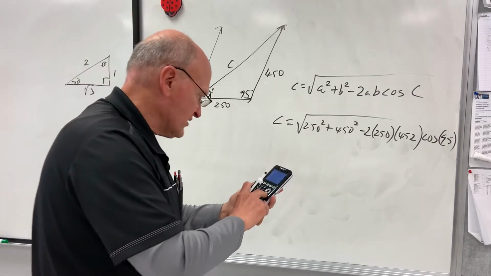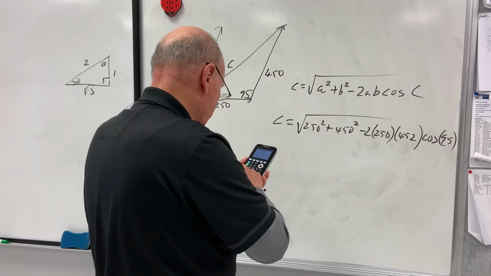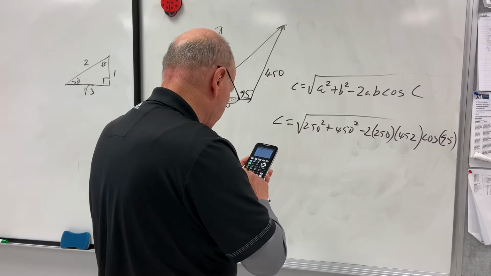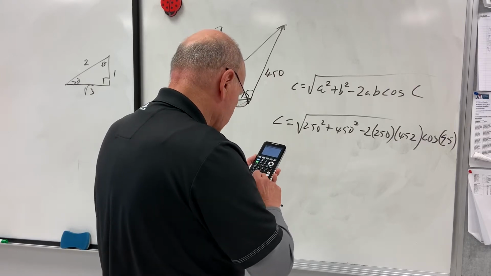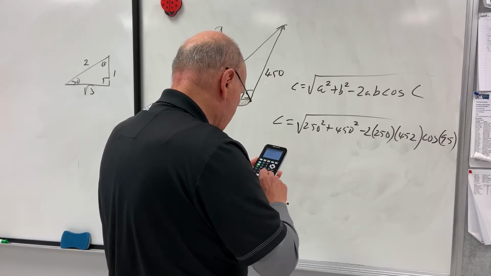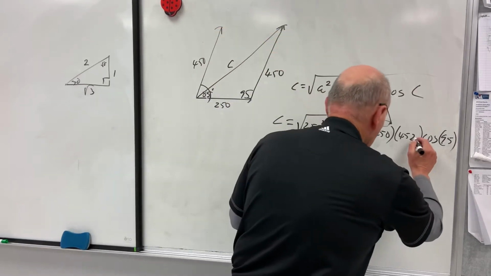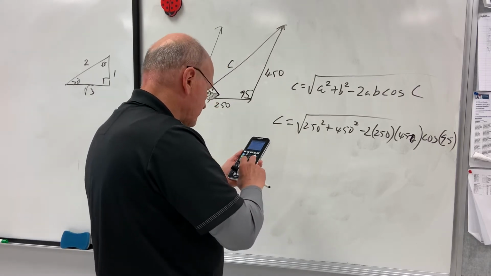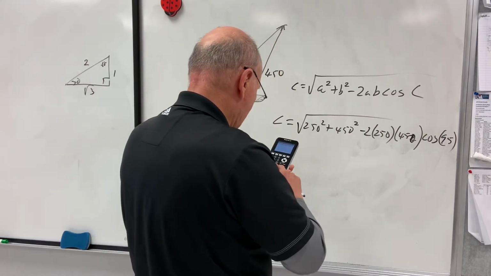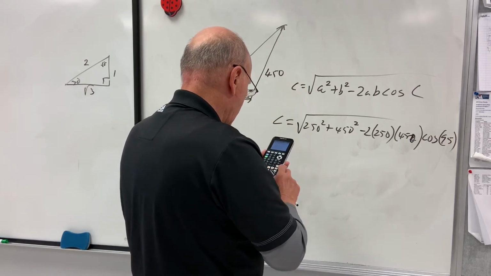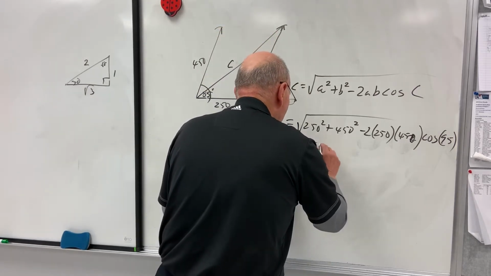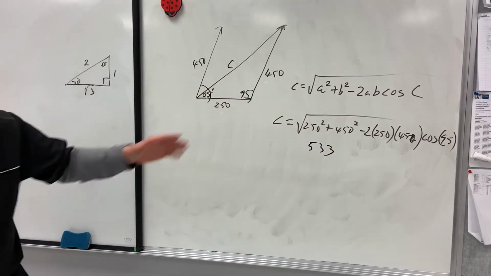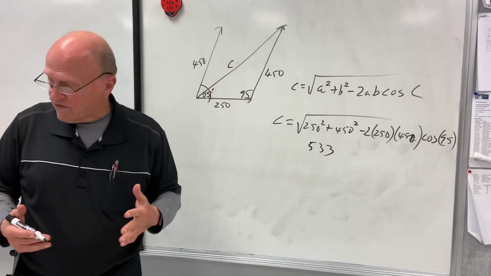And I suspect you guys already got it plugged in. Square root of 250 squared plus 450 squared minus 2 times 250 times 450 times cosine of 95. When I hit enter, I'm coming up with 533 for the magnitude of the resultant vector. And that's what they were asking for.